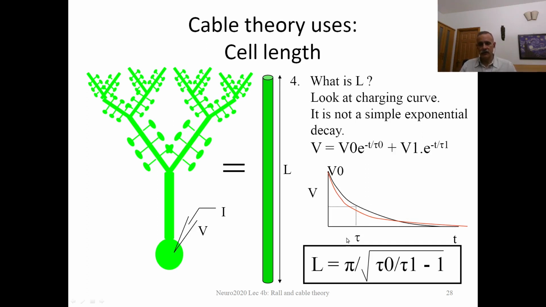And what Wilfried Rall showed was that the total electrotonic length L is equal to this interesting expression: pi divided by the square root of tau 0 over tau 1 minus 1. And just so that you're reassured that you don't get any imaginary numbers, tau 0, the first time course, is invariably larger than tau 1, and so on. Actually, he had a more general expression than this, but this is good enough. So what does this tell you? This gives you the effective length, the electrotonic length of the cell in terms of the charging time courses.